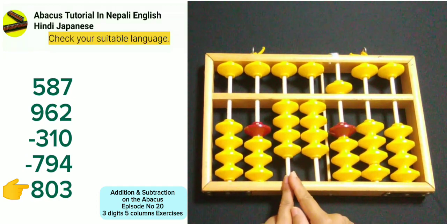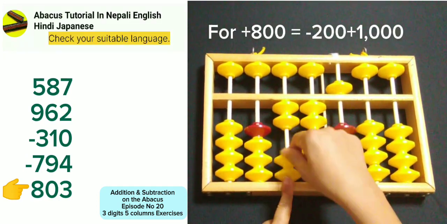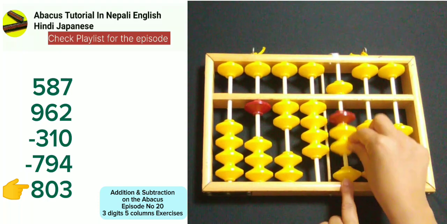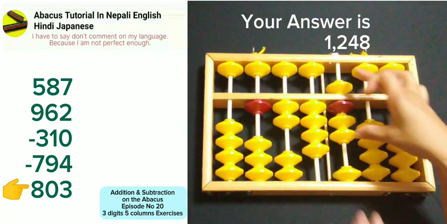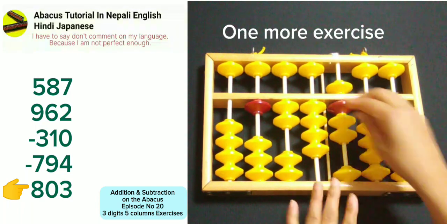You have to add 8 on 100th place. So reduce 2 and borrow this 1 and 0 and 3. And your answer is 1, 2, 4 and 8. Let's do one more question, okay?